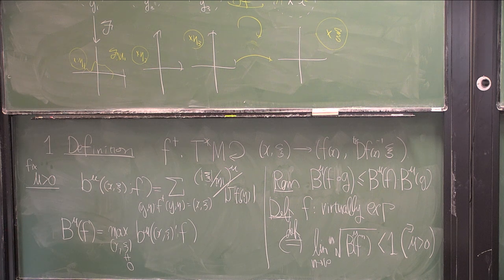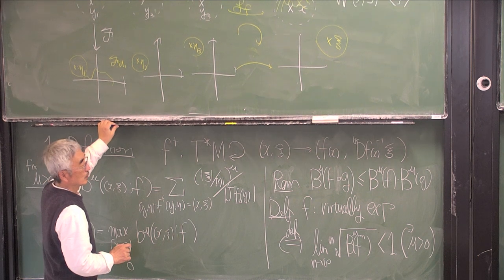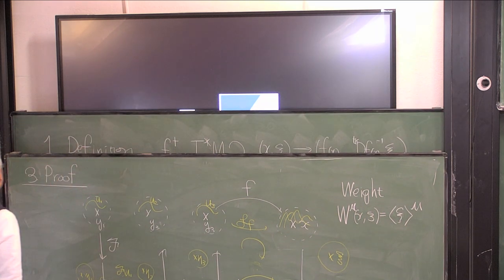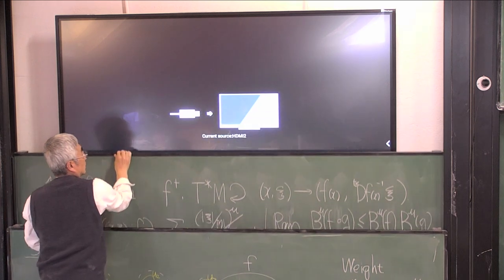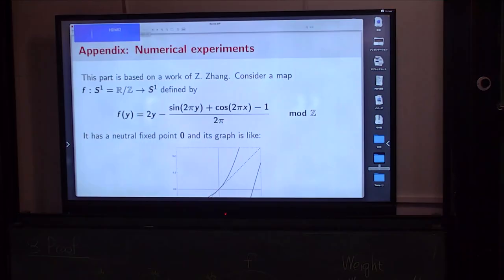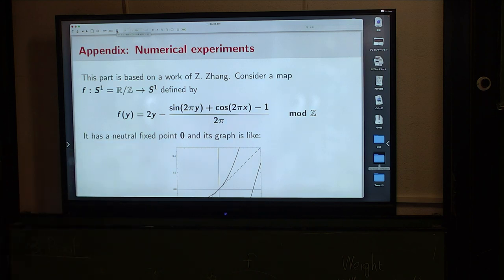Then finally, I'd like to show some results of a numerical experiment about a mapping which is partially hyperbolic, but not expanding. Unfortunately, this is partially hyperbolic, so this result is not very surprising, but still, this is something I'd like to present. This part is basically based on the work of Yuan Zhang.